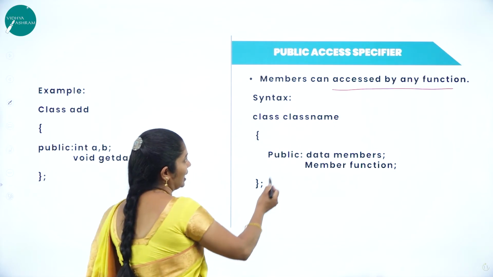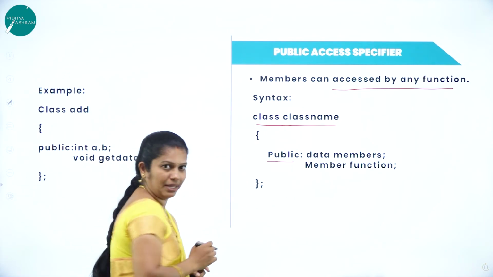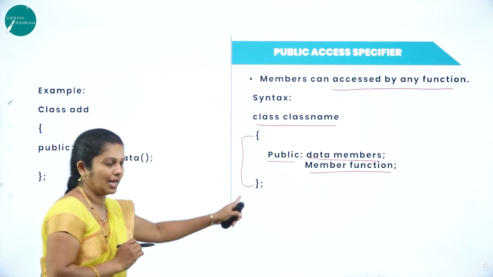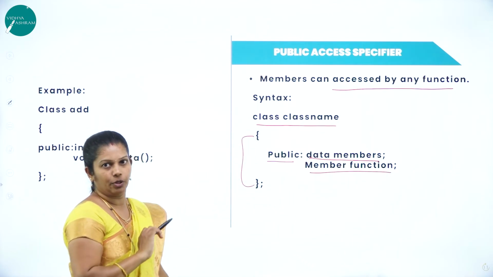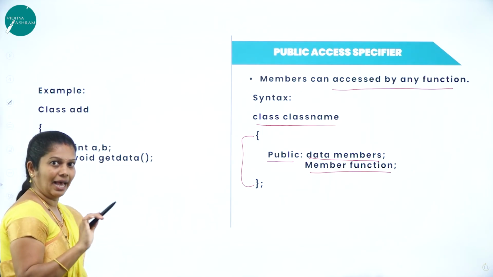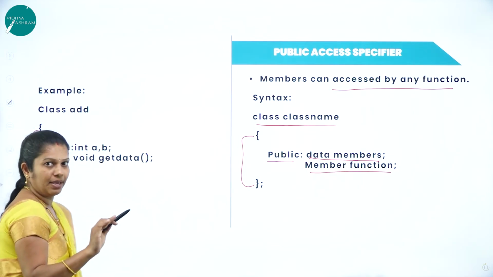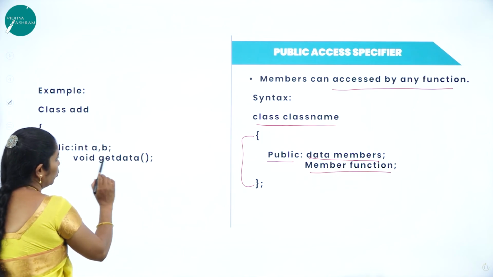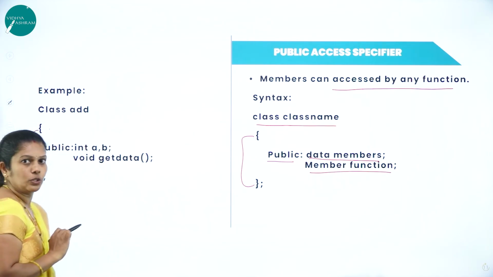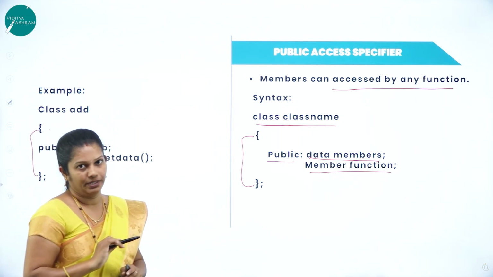While writing the syntax, class name as usual, only here we write public. Then here also we have data members, member function. Here we are closing the class. After the flower bracket, we will put a semicolon. While writing the example, the class name we have given is add. Here in this also, in the public section, int A B are the data members. Then void getdata is the member function. Here we are opening the class, here we are closing the class. Now is it clear? This is regarding the public access specifier.